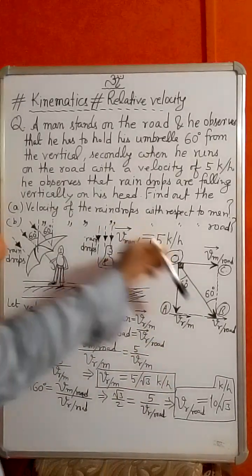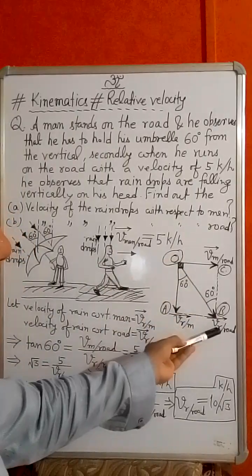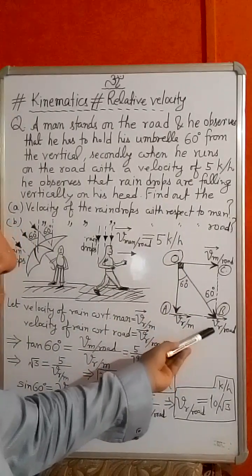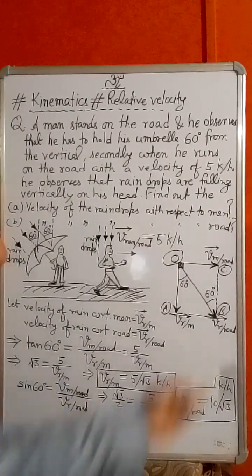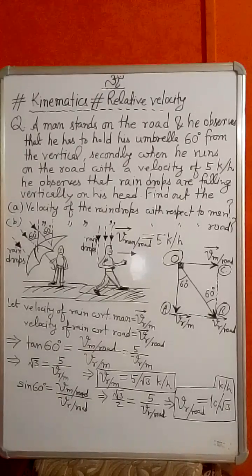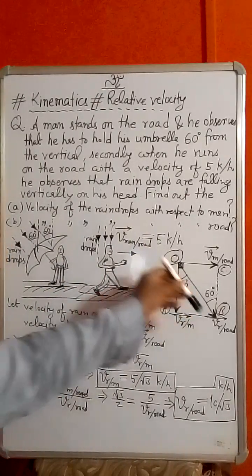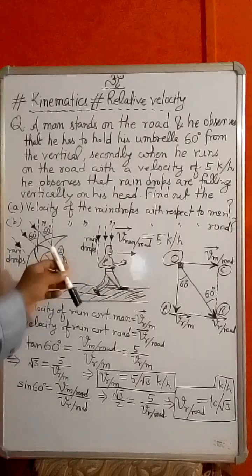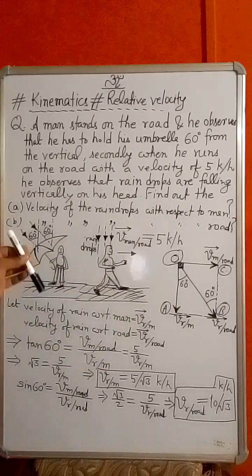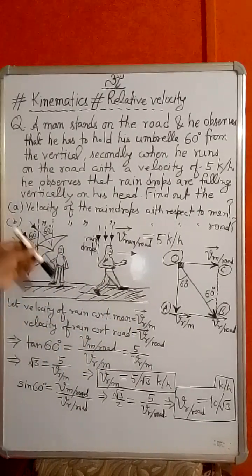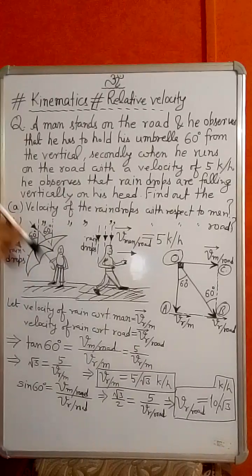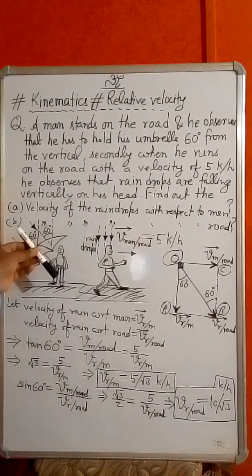Now the resultant must be the velocity of raindrop with respect to road. Why is it supposed to be so? Because in actual, let's suppose you are standing, so this is the actual direction of the raindrop, and the velocity.